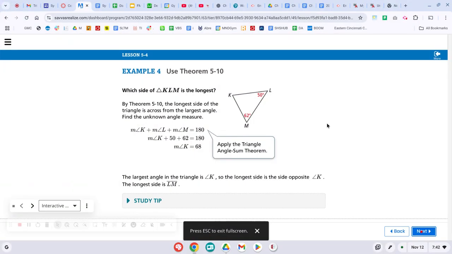Next. Which side? Oh, this is just practicing it. So this is a pretty simple example. We'll go through it real quick. Let's use our math skills. The sum of the angles in a triangle is 180. So if I did 180 minus 112, what do I get? 68 for this one? Is that right? Oh, geez. 68 and 62 is 130. Yes? So that means the longest side must be LM because it's across from the biggest angle.